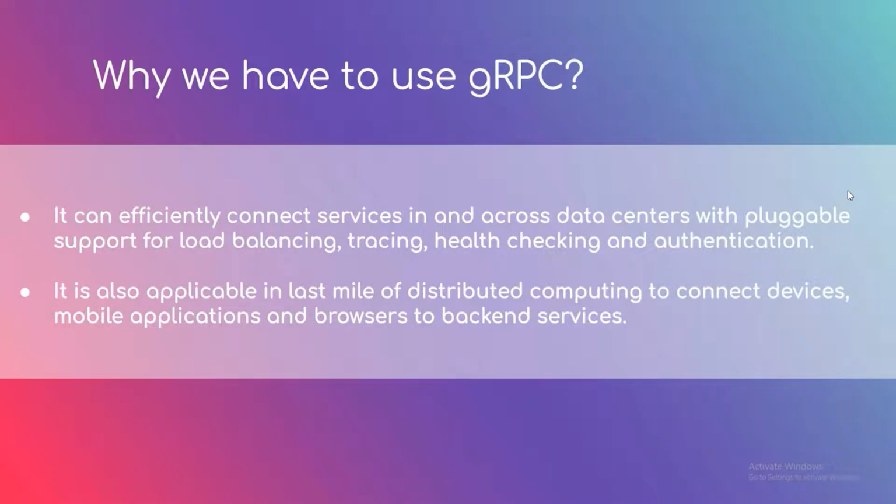And next is the streaming. gRPC supports multiple types of streaming, like we saw in the previous slide: unary, client to server streaming, server to client streaming, and bidirectional streaming.